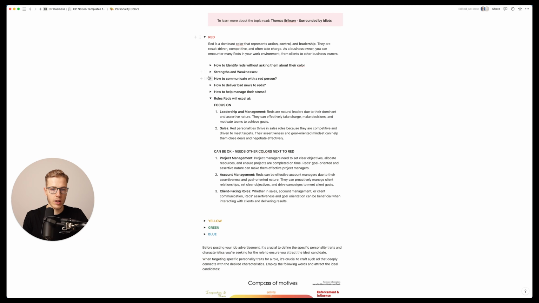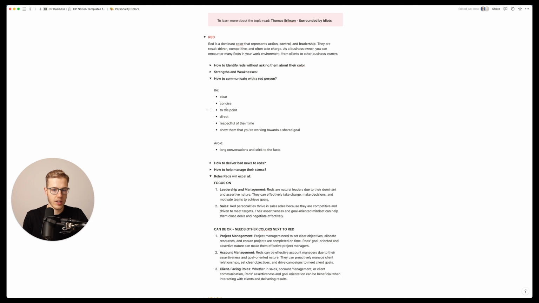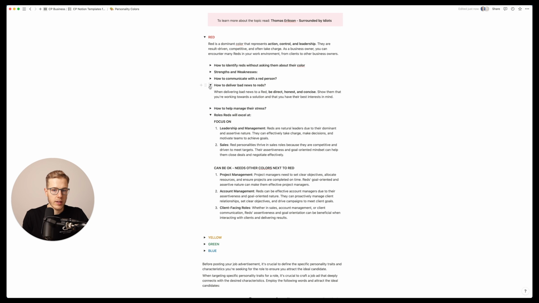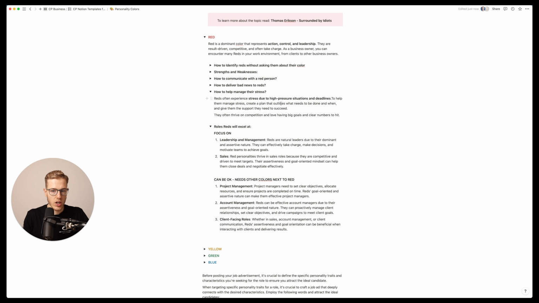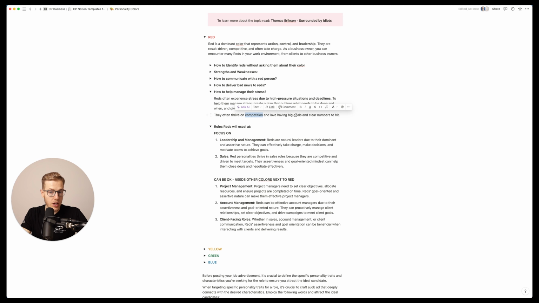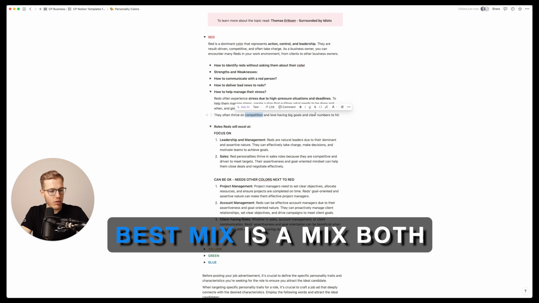So for red people, how to communicate: clear, concise, straight to the point. Don't do long conversations, stick to the facts instead. Be respectful and show that you're working to a common goal. How to deliver bad news to reds: be direct, honest, and concise, super important. How to manage their stress. They can have stress if it's a really high pressure situation, but usually when they have a clear plan and you give them the support to succeed and you give them some competition and big goals and clear numbers to hit, that's where they're thriving, you know.